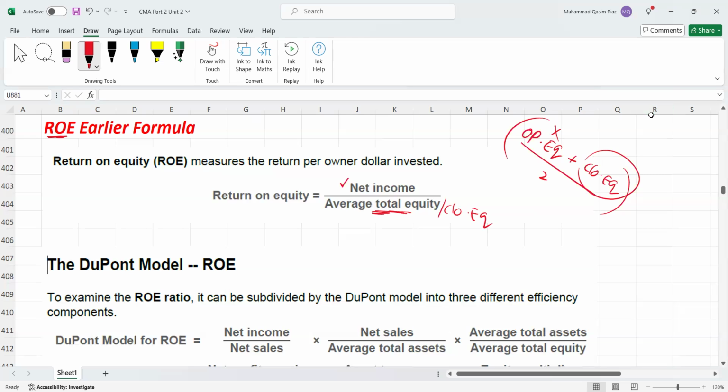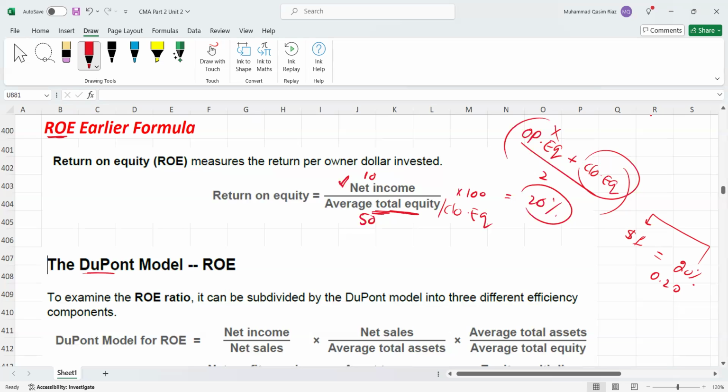And we discussed the interpretation of this ratio also. For example, net income, let's assume $10. Average equity is, for example, $50, and multiply by 100. So my return on equity is 20%. So what does 20% mean? We can simply say net income is 20% of equity value, or each dollar invested in equity is generating 20% profit. So 20% of $1 is going to be $0.2. This is the simplest formula.